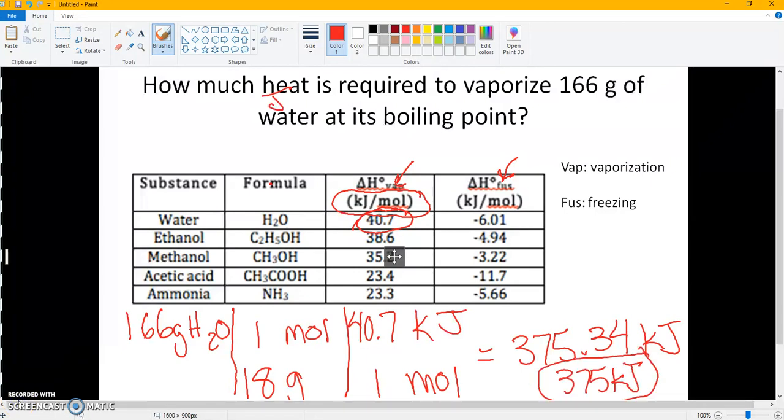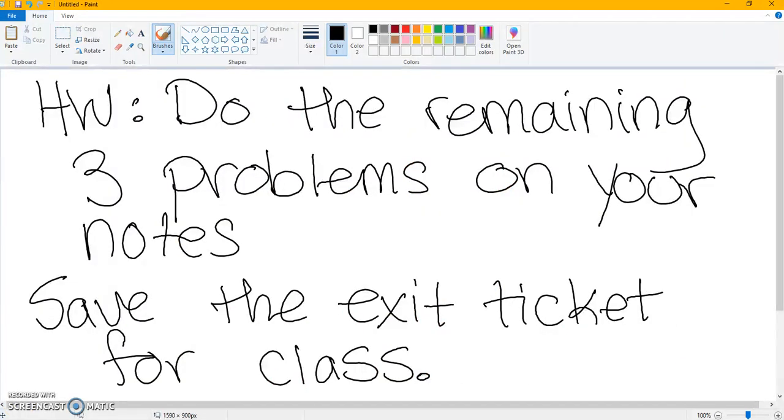375 with sig figs. So for homework, I want you to do the 3 problems, try them, see if you can get them, and we'll do the exit ticket in class.